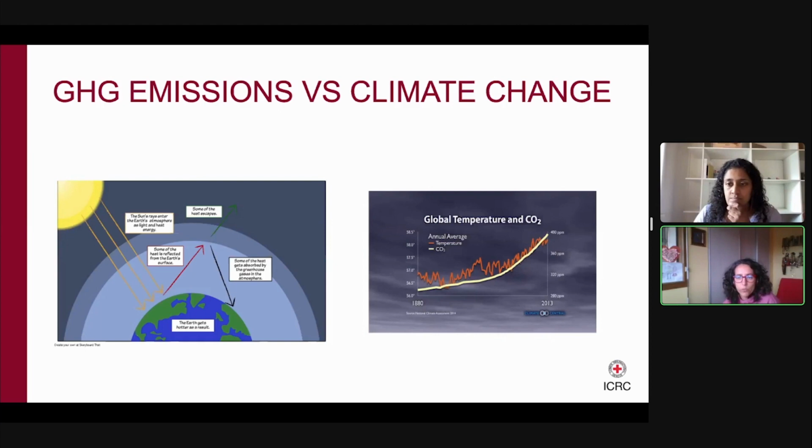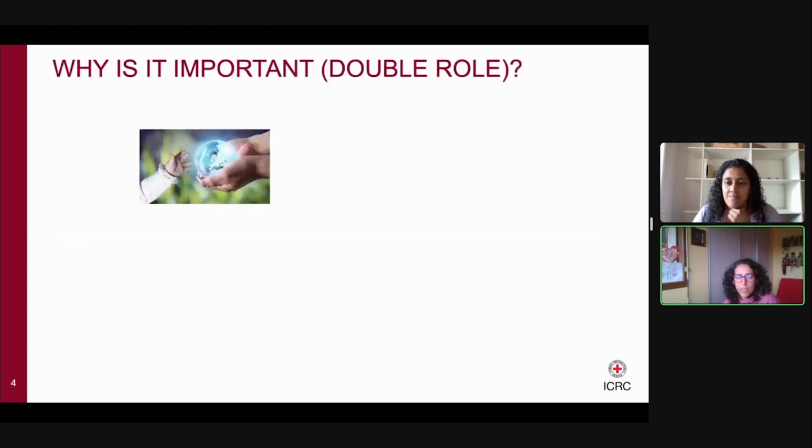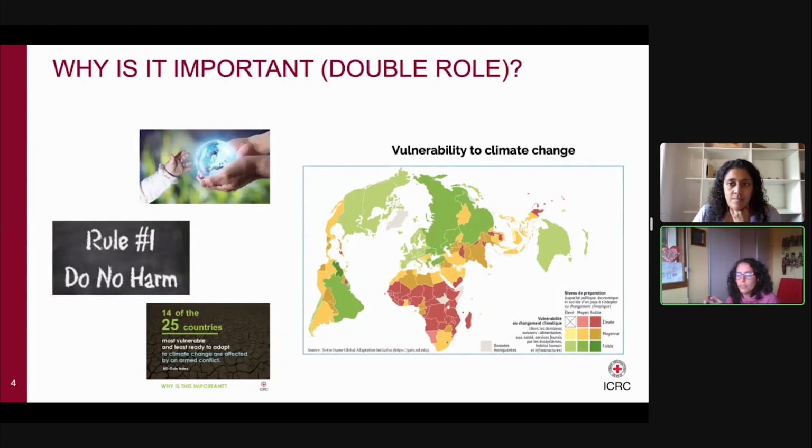So can you please go to next slide? Why is it important? You can go to the next one as well. So why is it important? There are two roles, and that's what I was mentioning. One is the role that everyone knows from the TV, on the responsibility that we have to our future generations and all this. But for me, in the humanitarian sector, we really have the do no harm principle. The do no harm principle is really important for us.